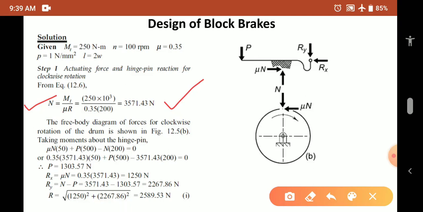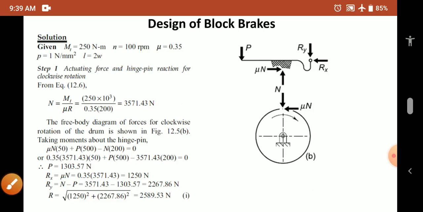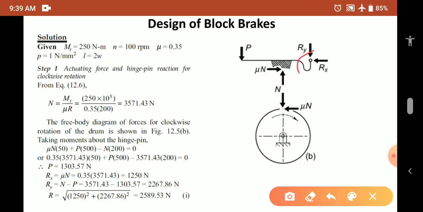Now we will take the moment of these forces about this hinged point O. Therefore we get the equation: mu N into 50 plus 500 P minus N into 200 is equal to 0. By putting all these values in this equation, we can calculate P is equal to 1303.57 Newton.